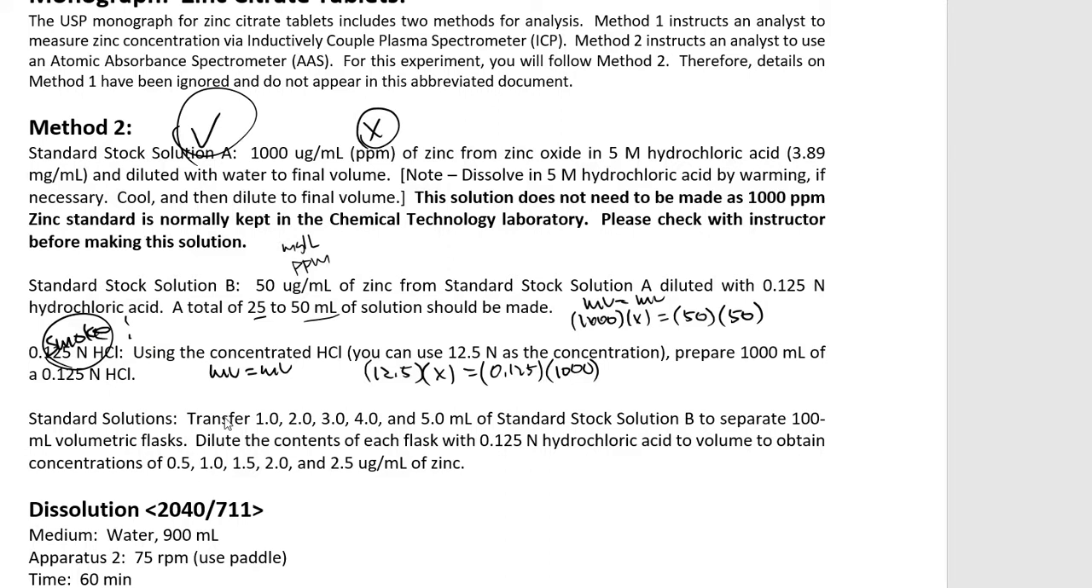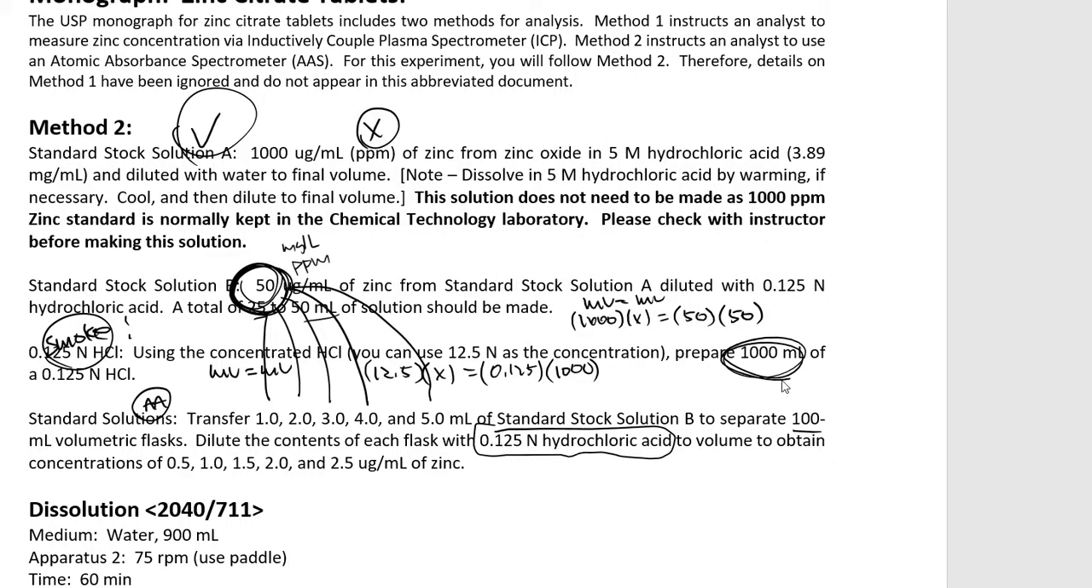And then the standard solutions, this is what's actually going to be run on the AA instrument. From the 50 that you have made, that standard stock B, we are going to take 1 mL of it into a flask, 2 mL into a different flask, 3 mL into a different flask, 4 mL into a different flask, and 5 mL into a different flask. These flasks will be 100 mL flasks, and we will dilute up to the line, not with water, but again with hydrochloric acid. That is why we make so much. That's why we make a 1,000 mL volume of it, because we need it for all the standards, and we need it for the sample as well, and we need it for the blank.